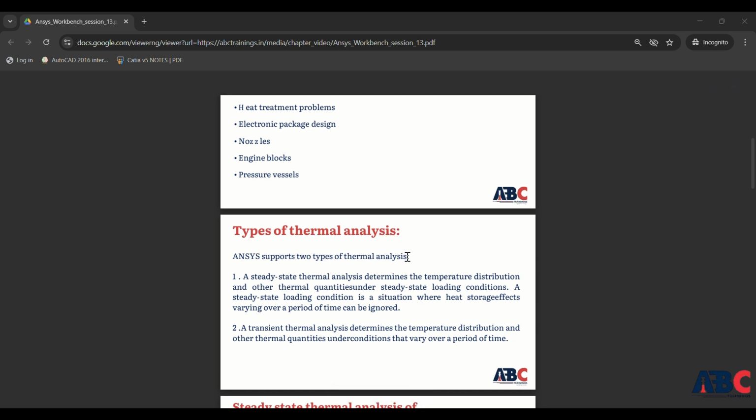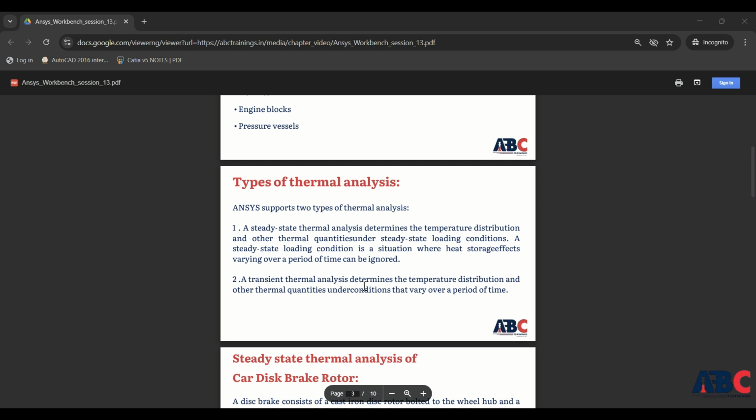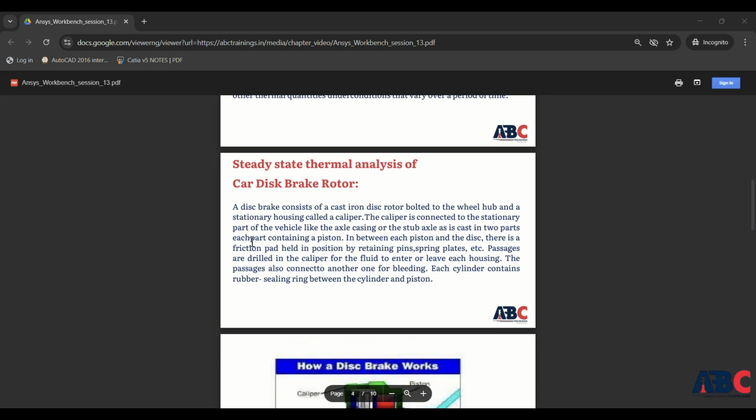ANSYS supports two types of thermal analysis. A steady state thermal analysis determines the temperature distribution and other thermal quantities under steady state loading conditions. A steady state loading condition is a situation where heat storage effects varying over a period of time can be ignored. A transient thermal analysis determines the temperature distribution and other thermal quantities under conditions that vary over a period of time. So we'll take the example of the car disc brake rotor. So we are going to do the analysis on the same in a practical way.